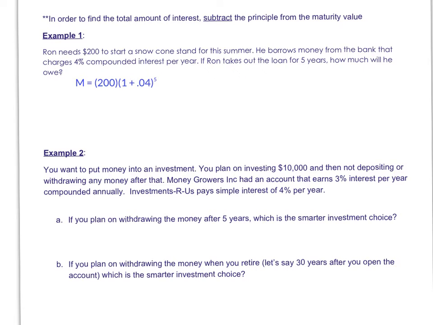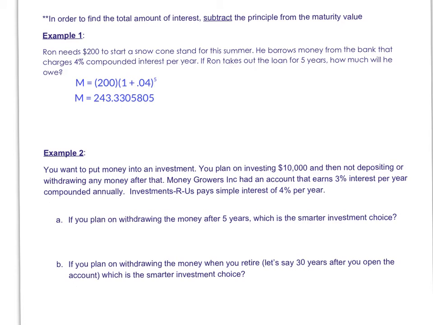Okay, so we use the formula M equals, then the initial amount, the 200, times (1 plus the rate, 4%, changed to a decimal). That's after the 4, so we move it 2 to the left, so it becomes 0.04, and then to the 5th power because it's 5 years. Then we can put this all in our calculator the way we see it, and it'll give us the maturity value.